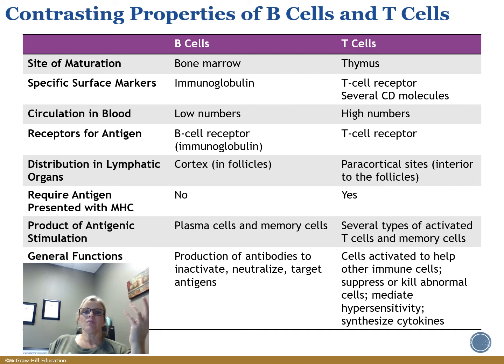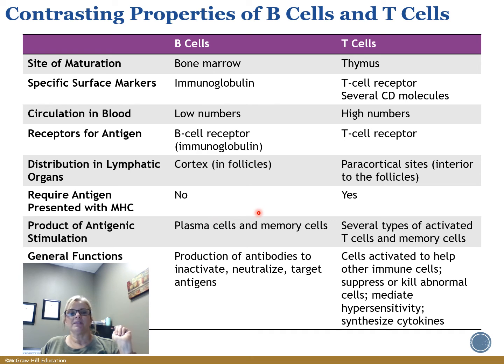All right, so here we're looking at some different properties of B cells and T cells. This is important to know, the differences, particularly B cells are going to mature in the bone marrow, T cells in the thymus, okay? The surface markers, B cells are going to have immunoglobulins, which are basically antibodies kind of attached to them. They're not free-floating. And then we have T cell receptors and those clusters of differentiation over here for T cells. In the blood, you will not find very many B cells, but you will find very many T cells. For antigen receptors, the B cell receptor is going to be the immunoglobulin.